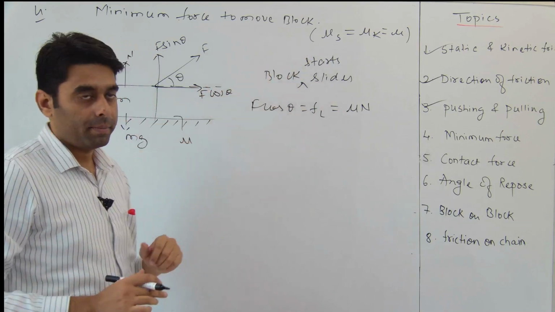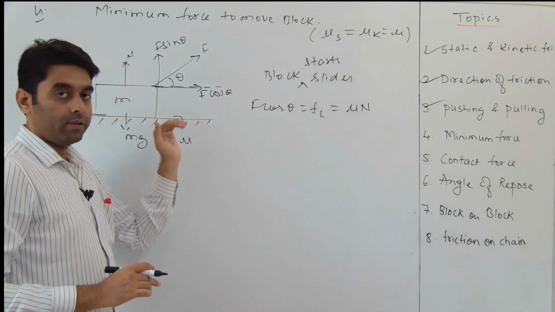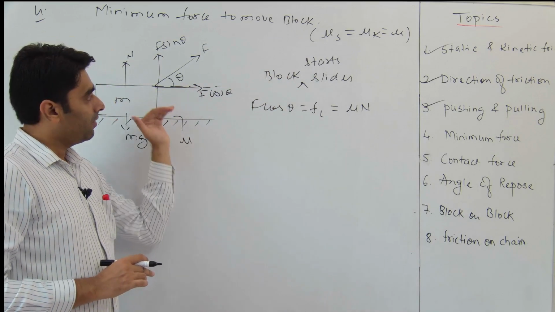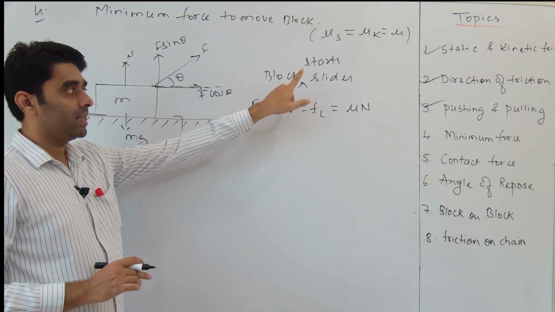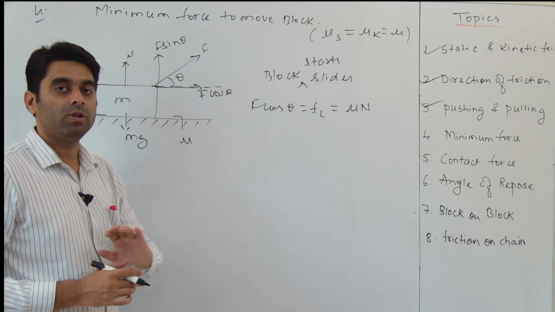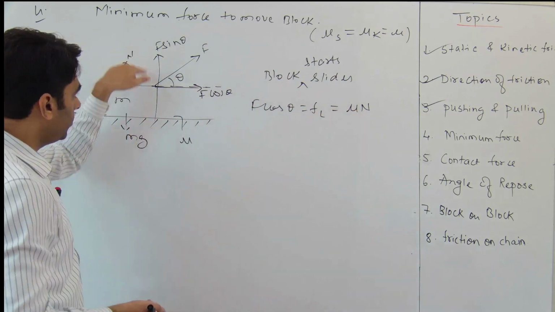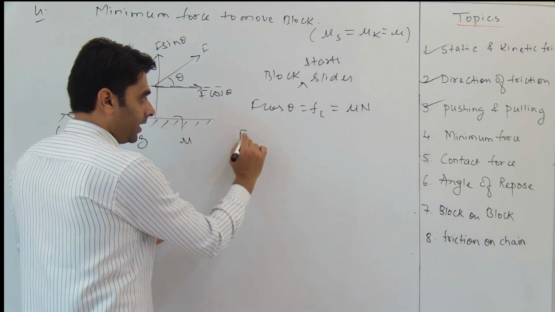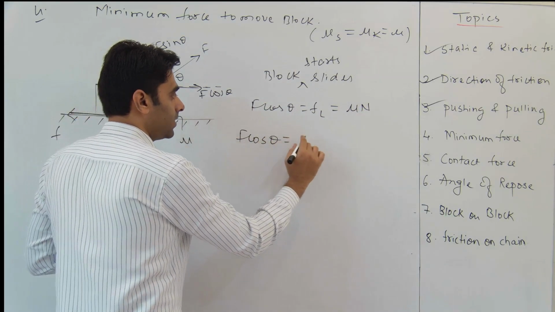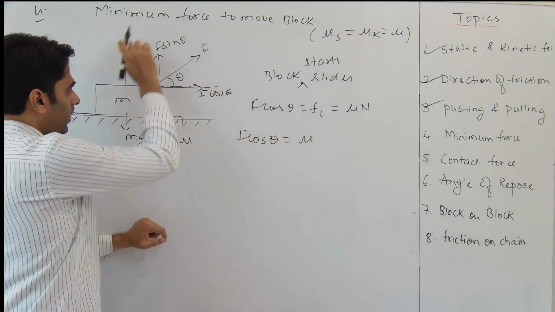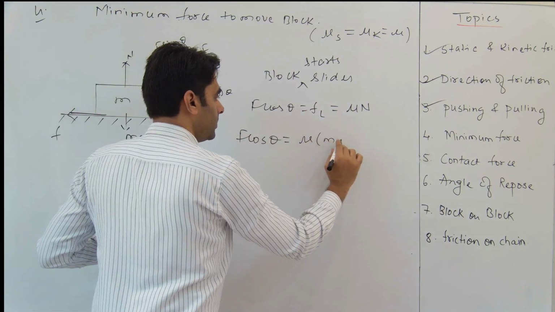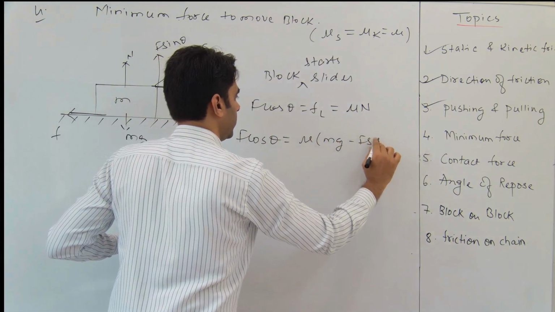Fine. Again, coming back to where we were. So F cos theta is trying to move the block. The block will start sliding when F cos theta is equal to the limiting friction. Limiting friction is mu into n. How much is our normal value? In the previous case we have calculated it. So F cos theta is equal to mu into n. N over here, if you see, is mg minus F sin theta.